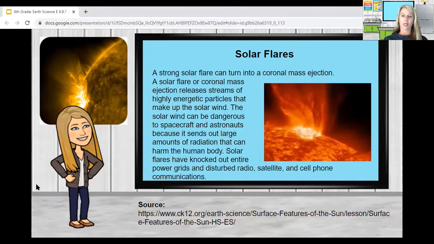So if you look at the images on the page, you'll see that they look like massive explosions, and that's exactly what they are. But because they're releasing these highly energetic particles, they can directly impact our power grid, satellites, radio, cell phone communications, anything electromagnetic.